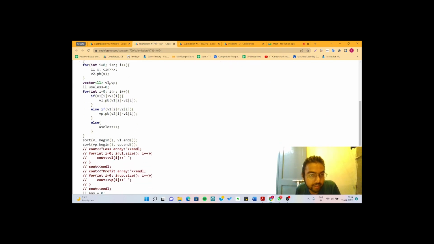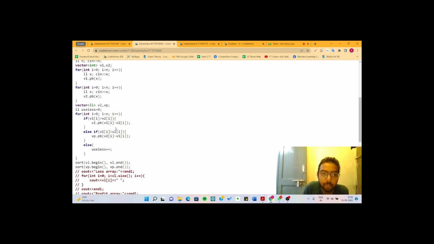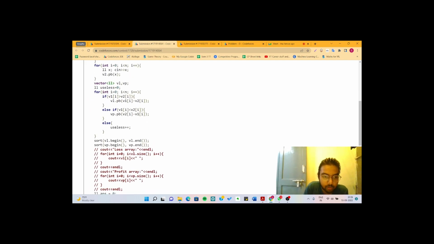Then this is your vector loss and this is your vector profit. The term here I have mentioned as good, but in my code I've written it as useless, like they can be paired with anyone. Initially, if your xi is greater than yi, then you put it in the loss; they are the loss people. If xi is less than yi, they are the profit people, and you push back the profit that they generate. Else you do useless plus plus, maintaining the count of how many people have xi equal to yi.